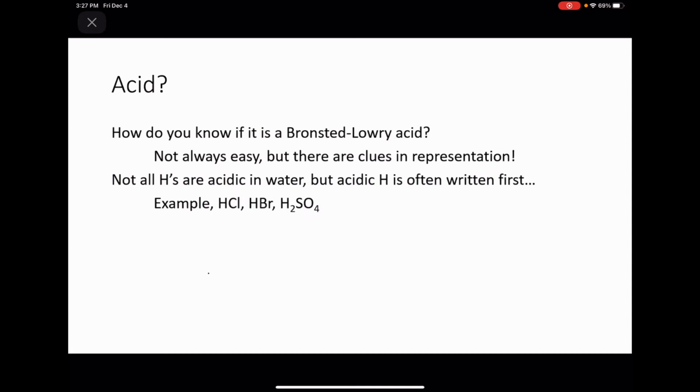When we write out the formula, if you have lots of H's, not all of the H's, or protons, in the formula are acidic, especially in water. But oftentimes we will write the acidic H at the beginning of the structure. Here I give examples of HCl, HBr, H2SO4. And sometimes it's not written at the beginning of the structure, like in this example, acetic acid.